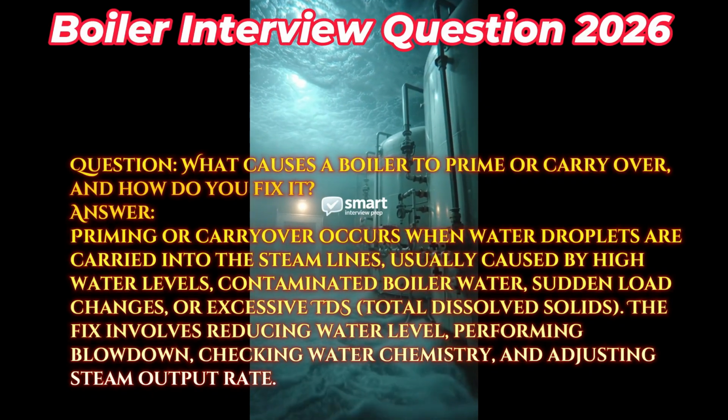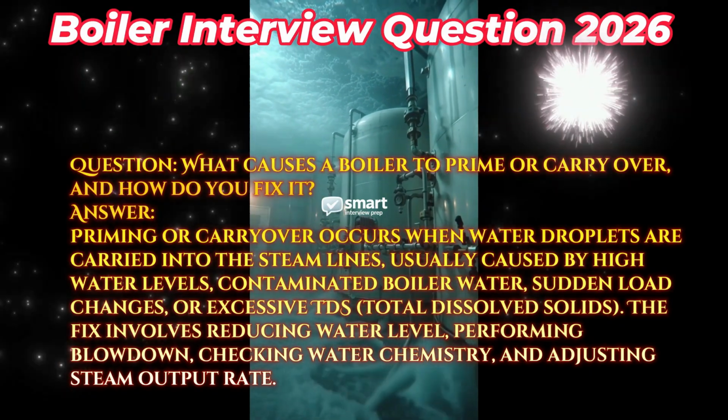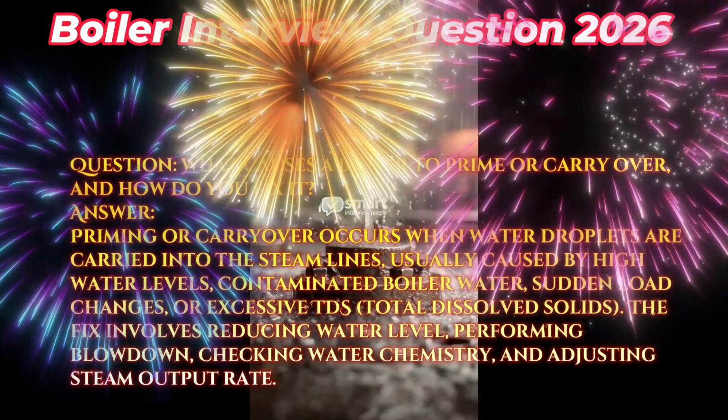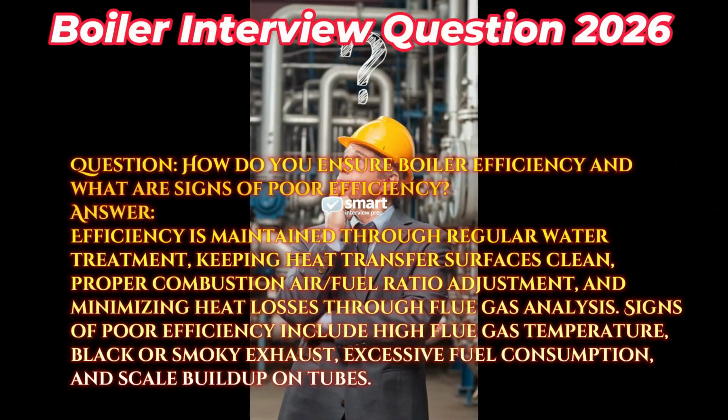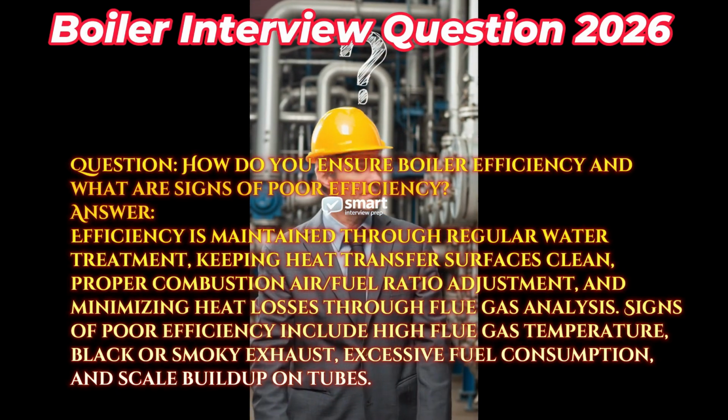The fix involves reducing water level, performing blowdown, checking water chemistry, and adjusting steam output rate. Question: how do you ensure boiler efficiency and what are signs of poor efficiency?